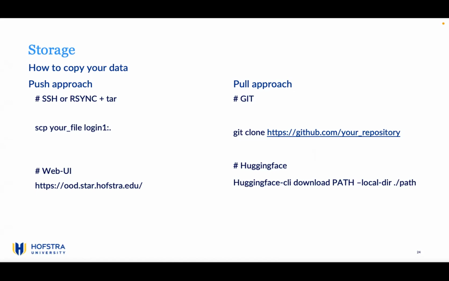The second approach is the pull approach. It means you run, for example, git clone or a Hugging Face download on the login nodes, and the login node will pull your data onto the storage. So it's much better for big files, for huge data sets.